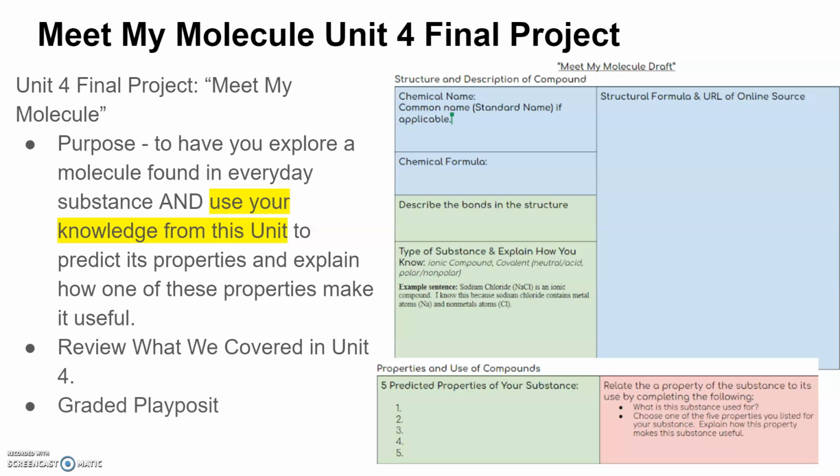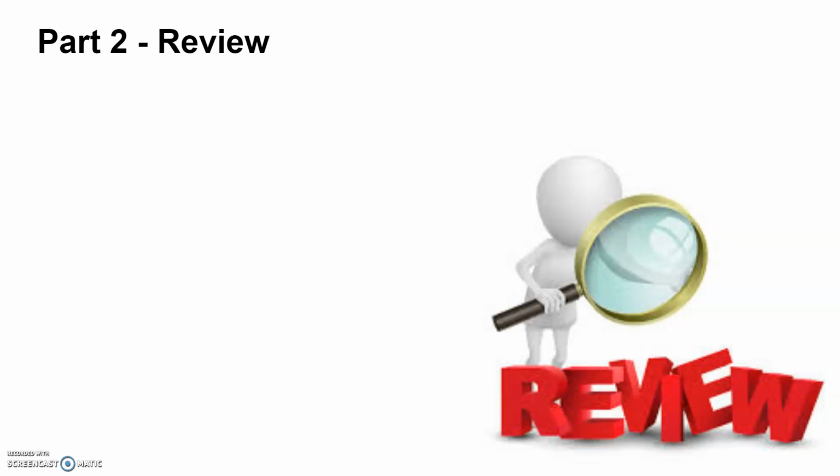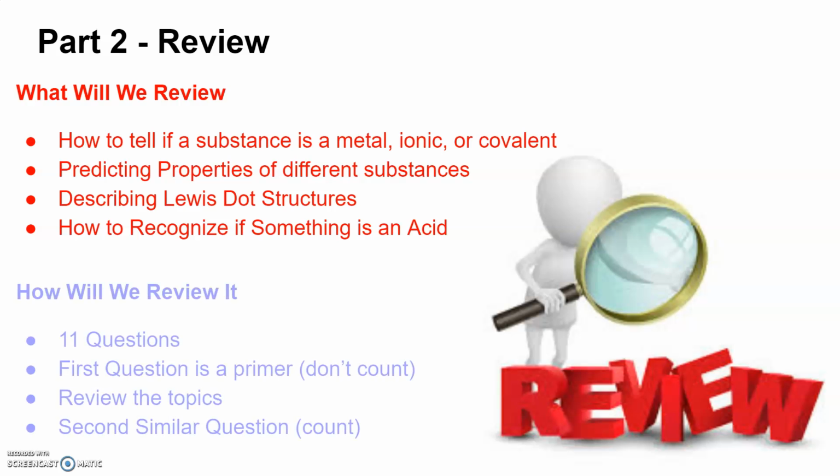And this Playposit, by the way, if you're doing this as a Playposit, it will be graded. So what we're going to cover here will help us with the green section of our project. Okay. So what are we going to review? We're going to review how to tell if a substance is a metal, ionic, or covalent. We're going to review how to predict the properties of a substance, describe its Lewis dot structures, and how to recognize if something is an acid. That's what we covered so far.